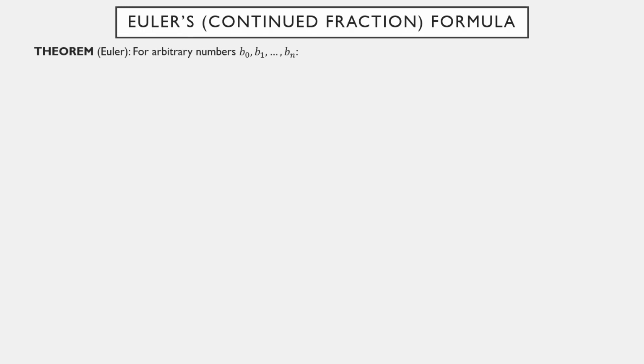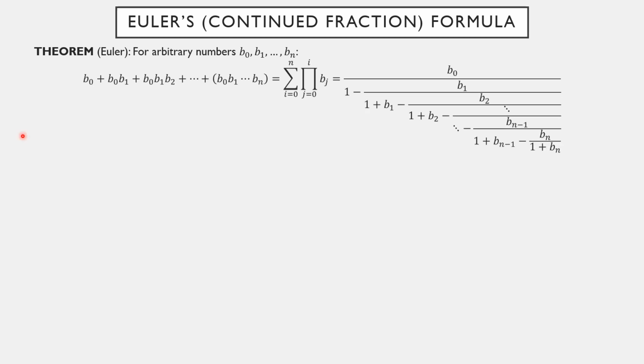Now here's a theorem of Euler. For arbitrary numbers b0 through bn, on the left we have this sum of growing products. So we have the sum going from index 0 to n. This index i is keeping track of where the product ends. So this will start just going from 0 to 0, b naught. Then it will go from 0 to 1 of b naught times b1, and we keep adding those up until we go all the way to this term here.